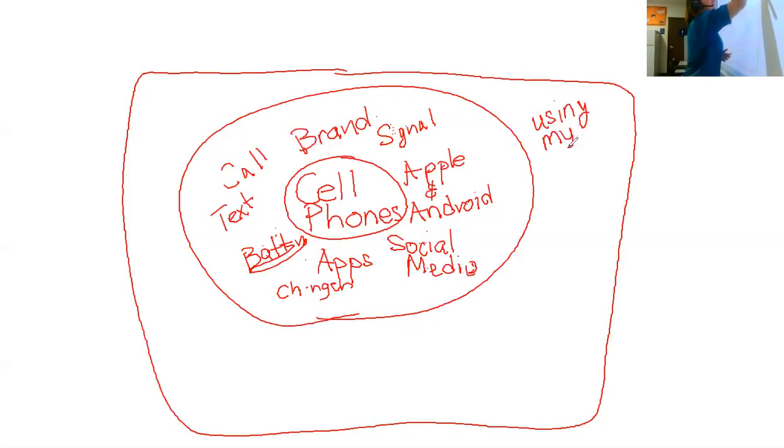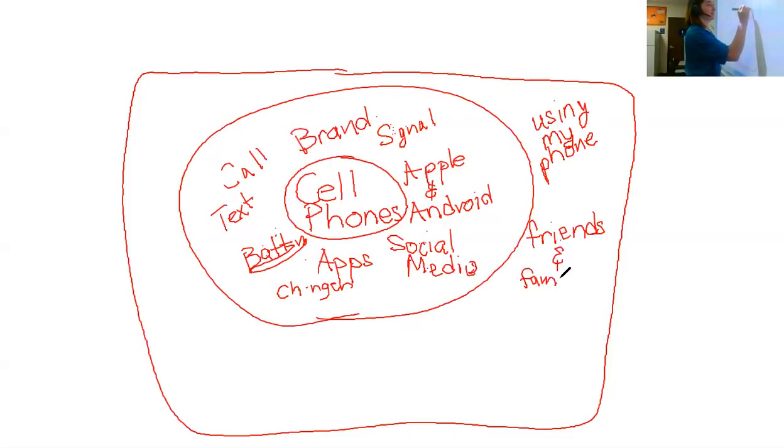My phone. Some of this information I may have gotten from friends and family because I've seen the things they've done. I've seen my friends' iPhones and how awesome they are. So friends and family helped give me some of the ideas.